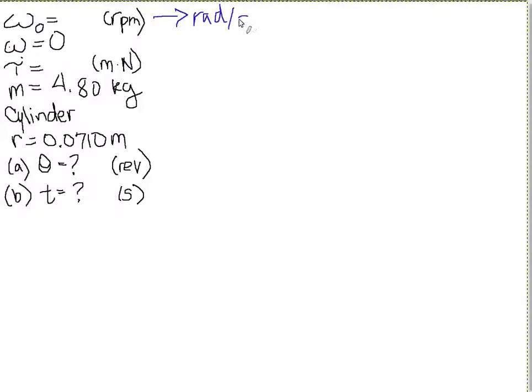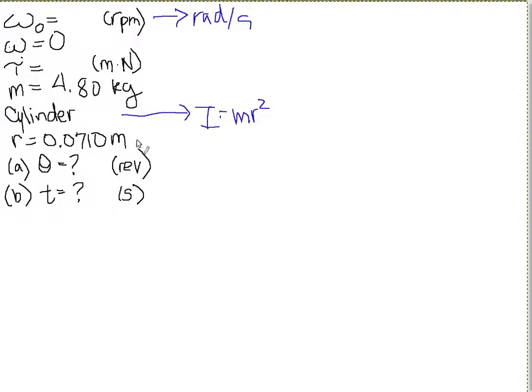They tell you basically that it's going to stop, so that means omega equals 0. They give you the torque, and they say the units are meters times newtons. That's the same as newtons times meters, so that unit is fine. They tell you the mass is 4.8 kilograms. That's the right unit. They tell you it's a cylinder, which means you can look up in the table that its moment of inertia is mr squared. They tell you the radius, and meters is the right units.